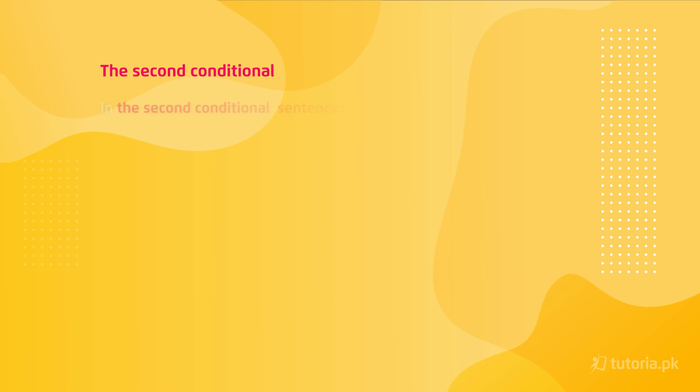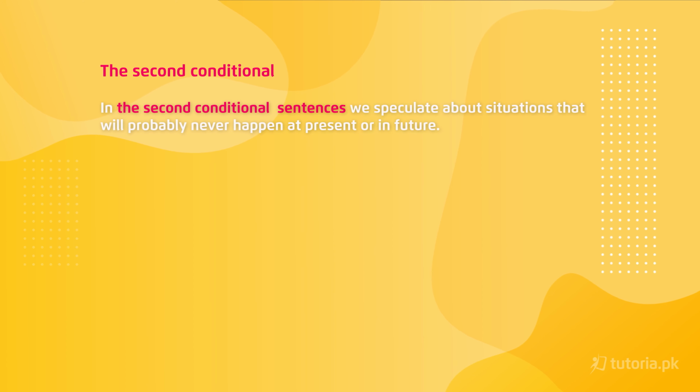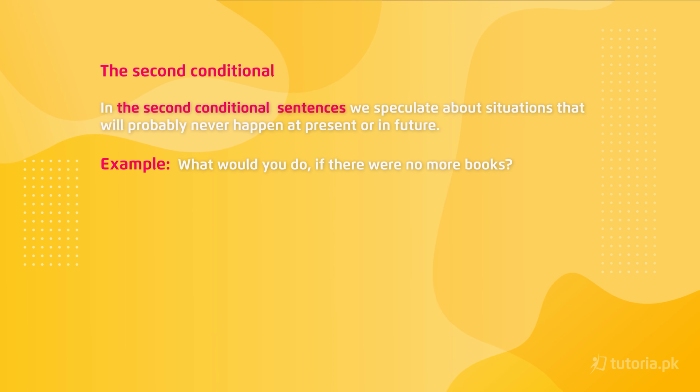Moving on to our next grammatical topic, and that is second conditional. What do we do in second conditional sentences? We speculate about situations that will probably never happen at present or in future. So in this we speculate about a situation that will most probably not happen either in the present or in the future. So an example is, what would you do if there were no more books?